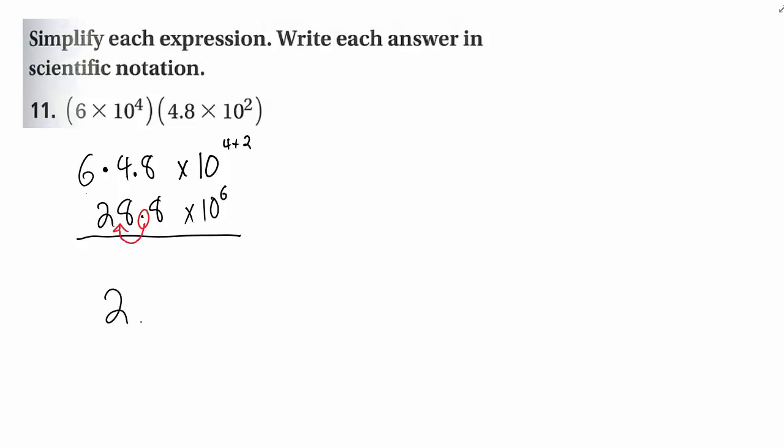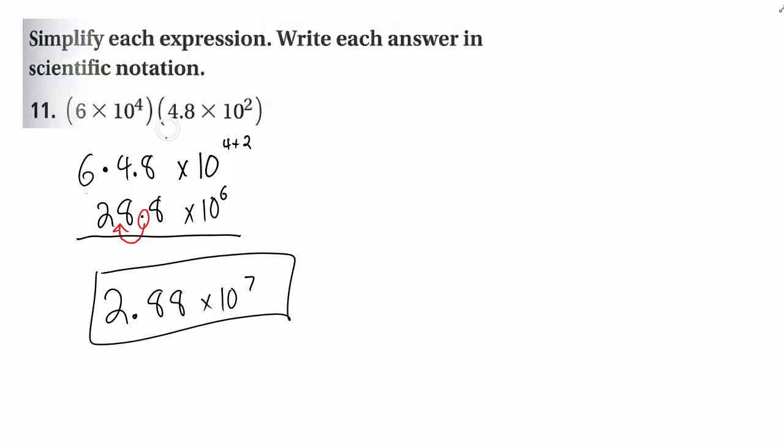So the answer is actually 2.88 times 10 to the 7th. There's your answer, multiplying two numbers in scientific notation.